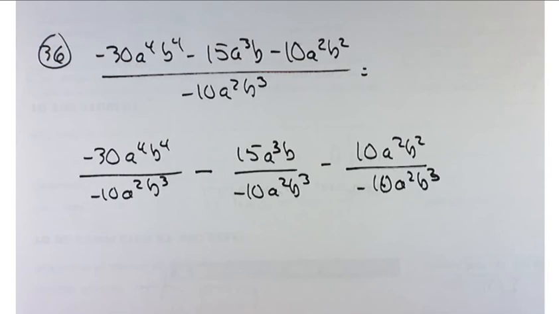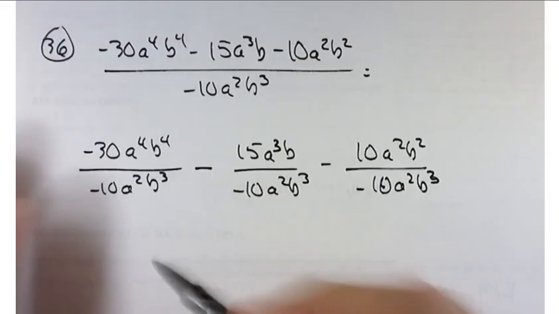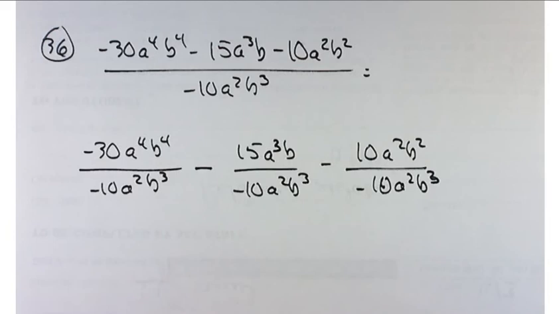Why don't you give yourself a few seconds to see if you can't do some of it. Cancel out coefficients. Change the signs. Subtract exponents. Write your final answer with positive exponents.